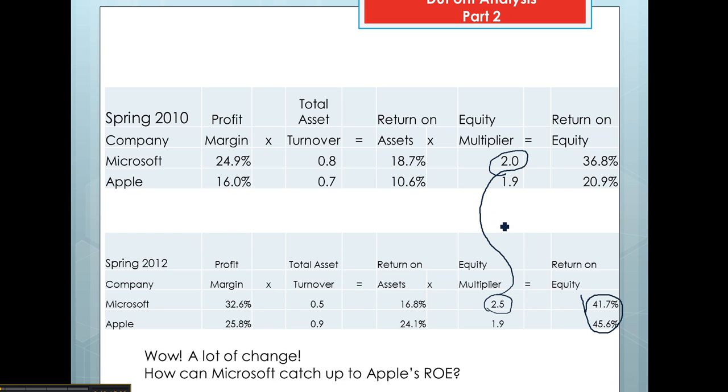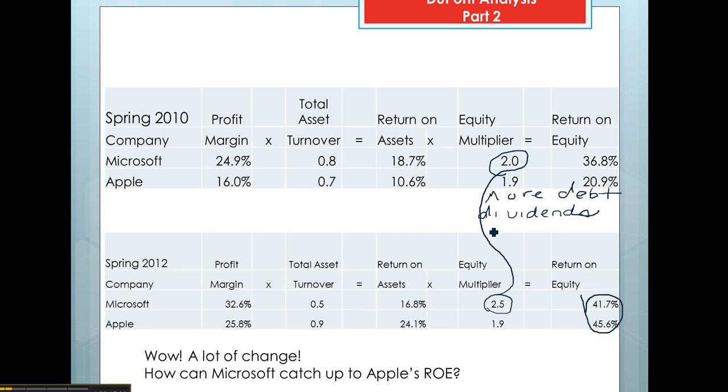Did Microsoft just take out more debt? Possibly. More debt could be one reason. Excuse my poor handwriting. I'm using a tablet for the first time. Second, Microsoft pays dividends. As you pay dividends, stockholders' equity decreases and the equity multiplier goes up.